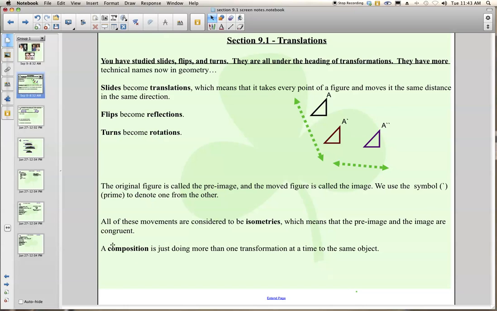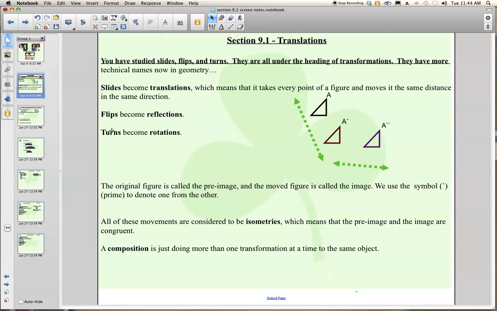The last vocab word that we are going to talk about is a composition. Composition of transformations is simply doing more than one transformation to the same object. For example, in order to get to A double prime, I had to translate here and then translate here. That would be called a composition because I did 2 transformations in order to get to this spot right here. So 2 prime symbols would denote a composition. But anytime the figure moves 2 different times, it is called a composition.